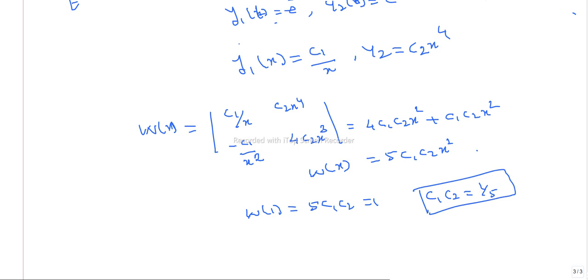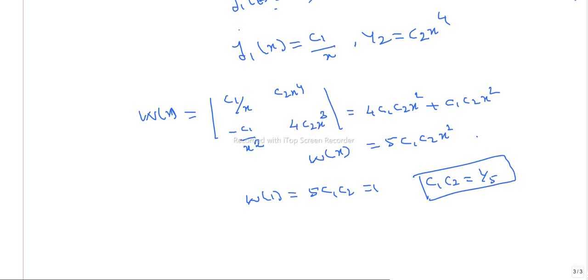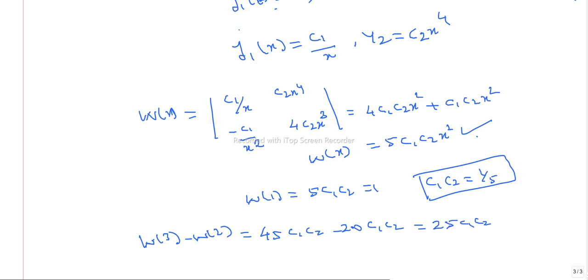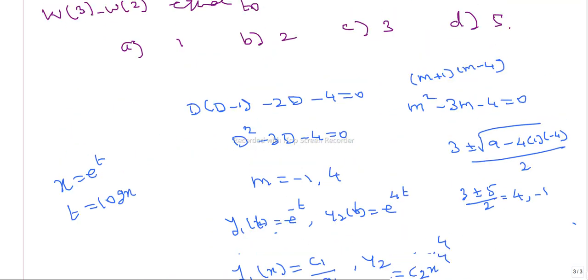So c1 into c2 should be 1 by 5. We know this condition. Now what is w of 3 minus w of 2? Substituting 3 we get 45 c1 c2, and substituting 2 we get 20 c1 c2. Therefore this is 25 c1 c2, but c1 c2's value is 1 by 5, so we cancel 5 and we get 5. So the answer is 5.